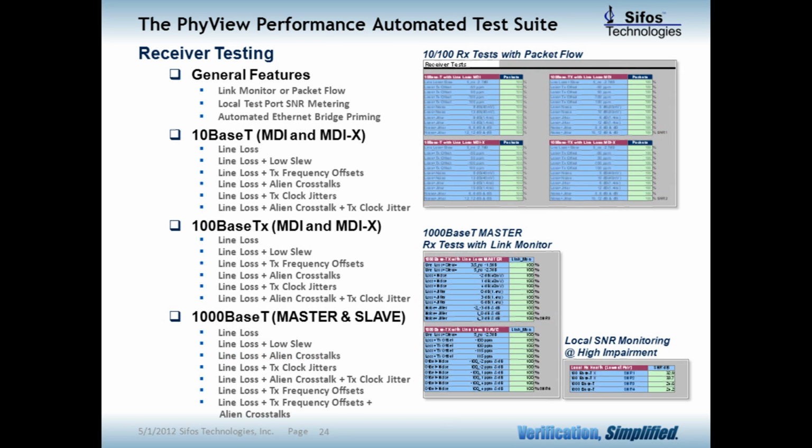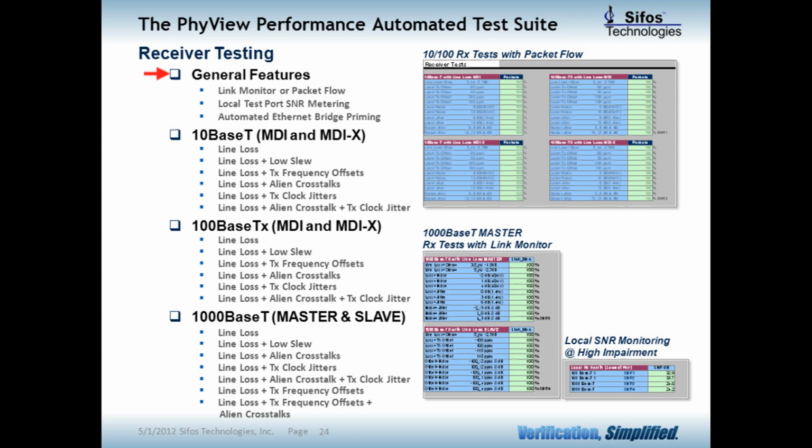On the receiver test side, the PhyPerformance test suite offers fully automated tests for 10 base T, 100 base TX, and 1000 base T. Users can select whether to use link stability measurements or packet flow measurements during receiver tests. Link stability is useful in testing standalone or unbridged ports, while packet flow can be used to test Ethernet switch ports that bridge or broadcast layer 2 traffic.